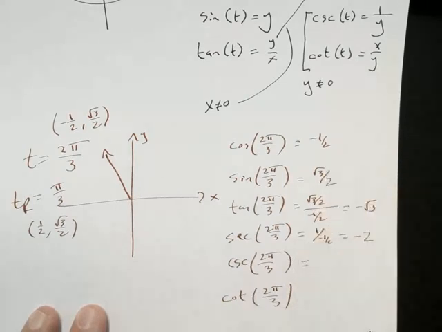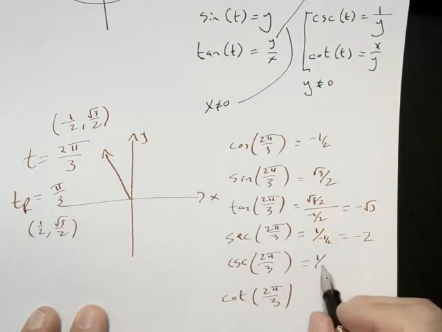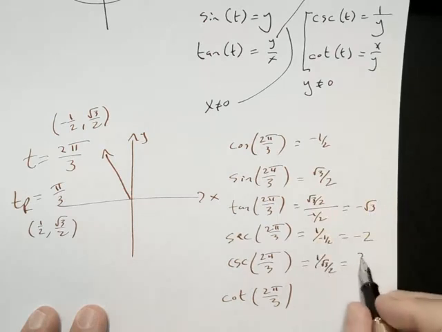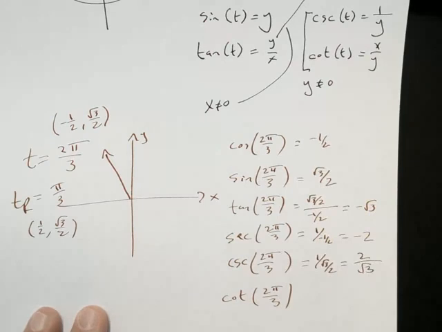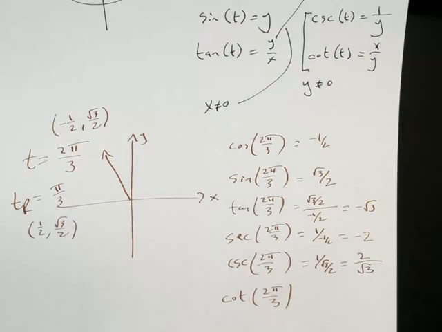Cosecant, 1 over y. 1 over root 3 over 2. That's 2 over root 3. You could make it 2 root 3 over 3. That's perfectly fine. I don't see a need to rationalize the denominator as much. Again, your choice. Cotangent. Cotangent is 1 over tangent. Again, you could rationalize. Up to you.